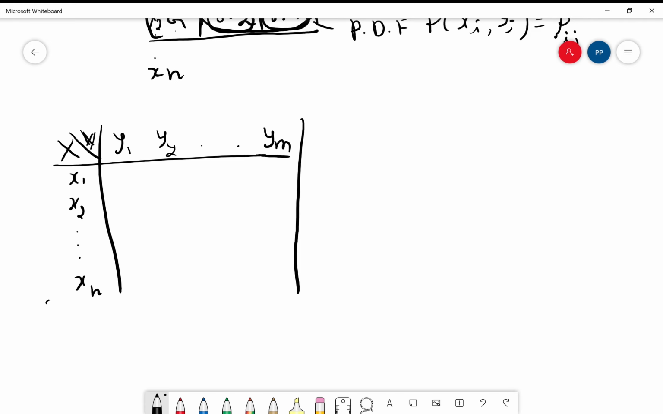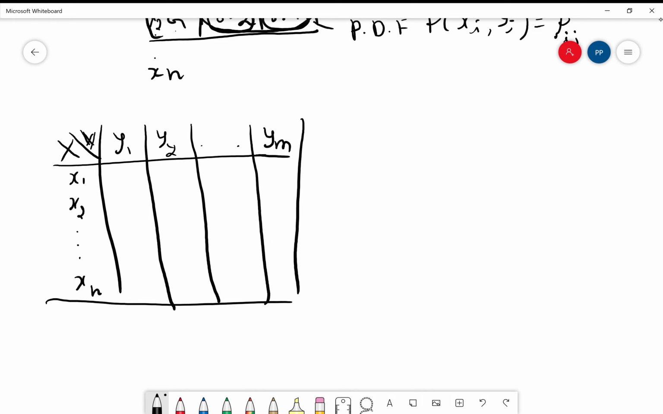So n can take some positive integer, m also can take some positive integer values. They may be same or they may be different. That depends upon the nature of the variables. Now, in this portion of the table, we write probability values.